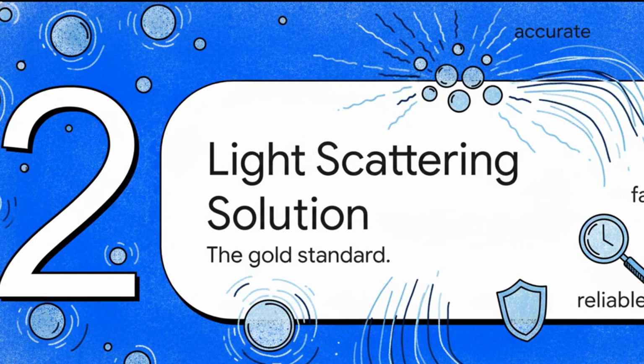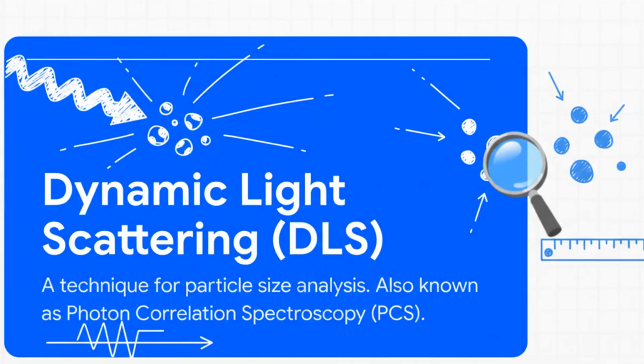So what's the solution? We need something that's fast, accurate, and reliable, and that's where the gold standard comes in: dynamic light scattering. Dynamic light scattering, or DLS for short, is really a foundational technique for this kind of analysis. Now, you might also hear it called Photon Correlation Spectroscopy, or PCS, but don't let that throw you. They are exactly the same thing. It's good to know both names so you're in the loop.